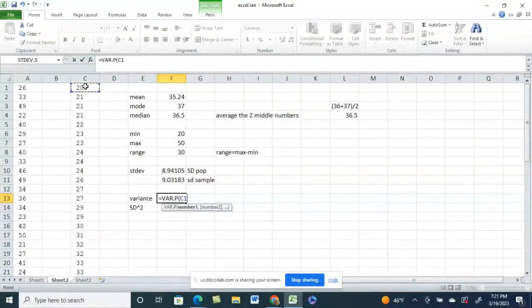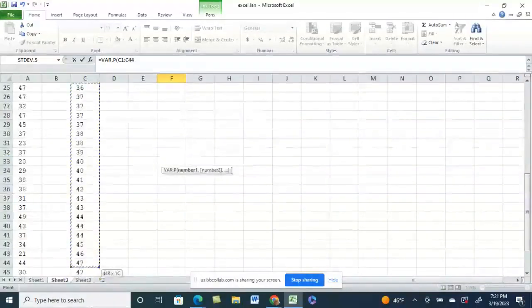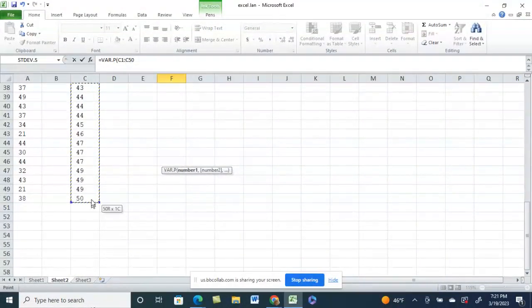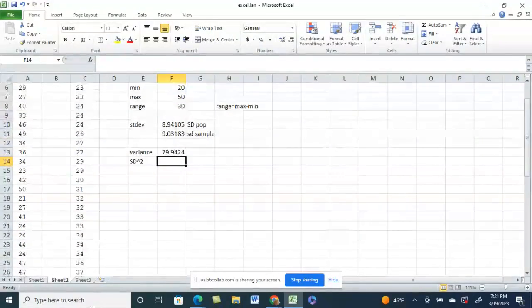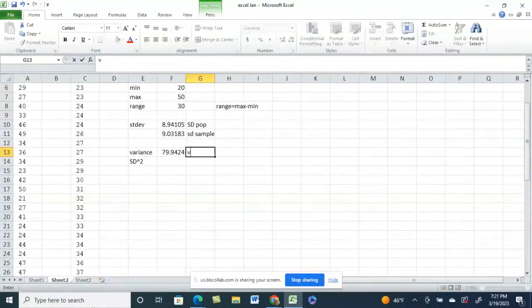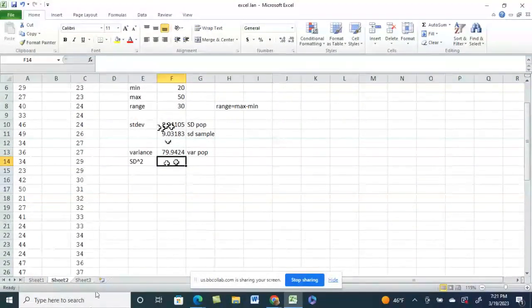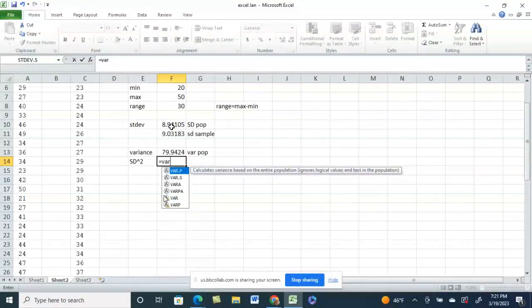And make sure you get all your numbers when you're selecting your numbers. Okay, so that's the variance for a population. And notice it's bigger, but that should be the 8.9 squared. So that square just means 8.9 times 8.9. And then we're going to do the variance for the example.